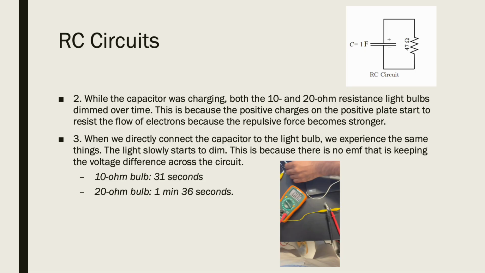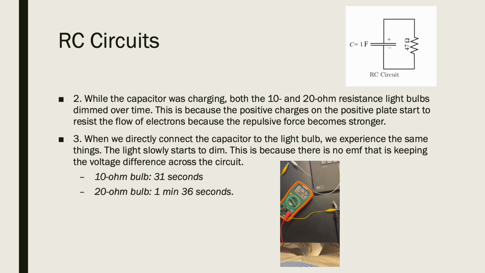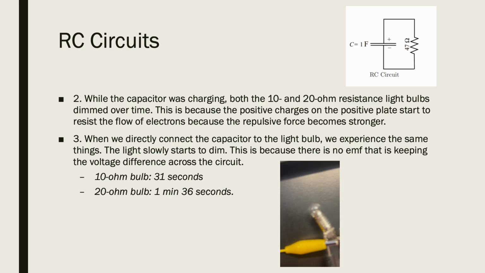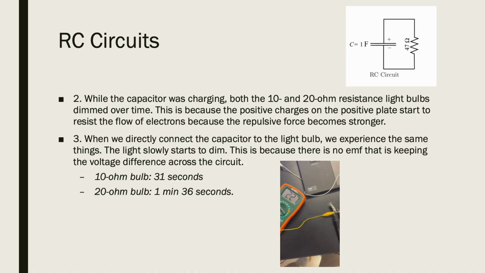At the top of the slide are the RC circuits that we built. First, we were asked to observe how the light bulbs were changing as the capacitor was charging. While the capacitor was charging, both the 10 and 20 ohm resistance light bulbs dimmed over time. This is because the positive charges on the positive plate start to resist the flow of electrons because the repulsive force becomes stronger. Then, we connected the capacitor directly to the light bulb.